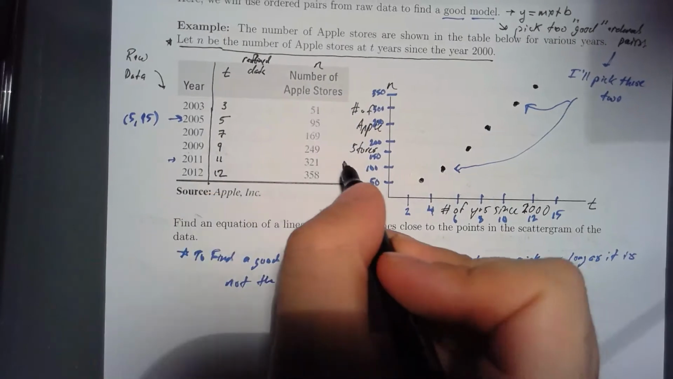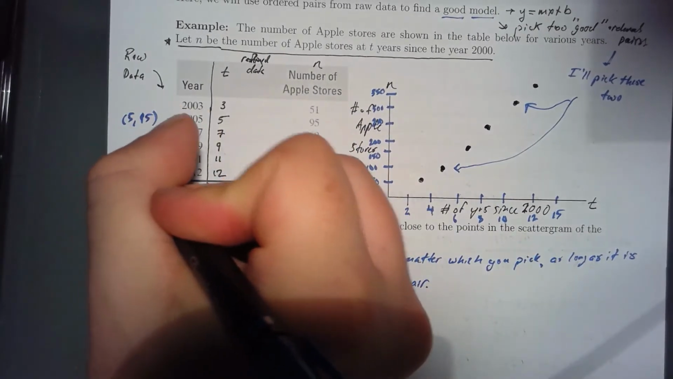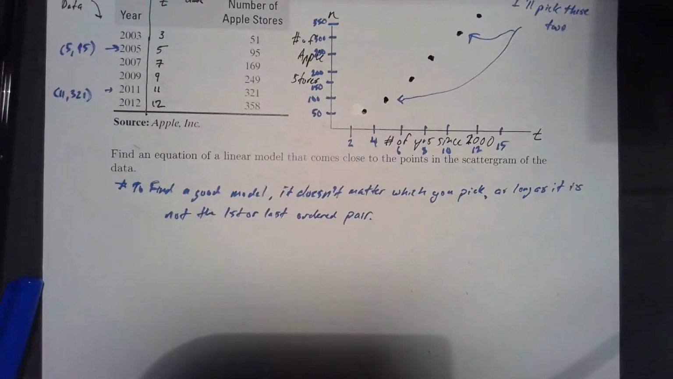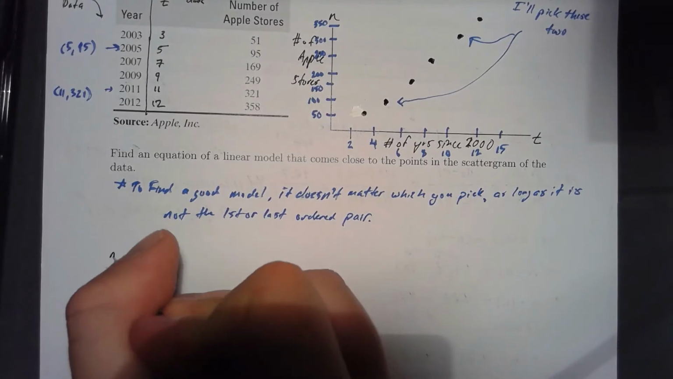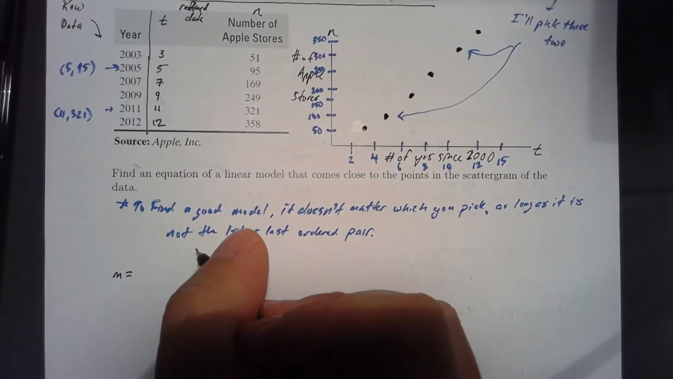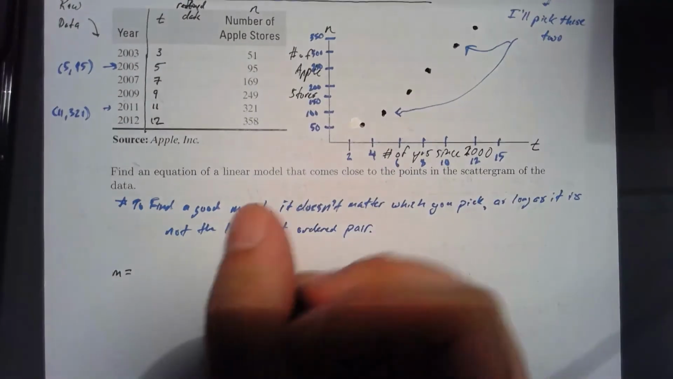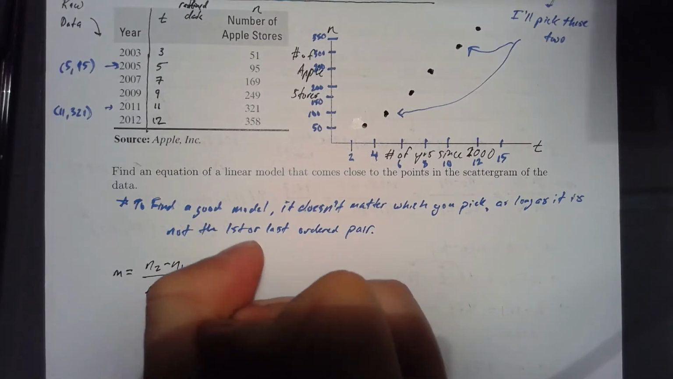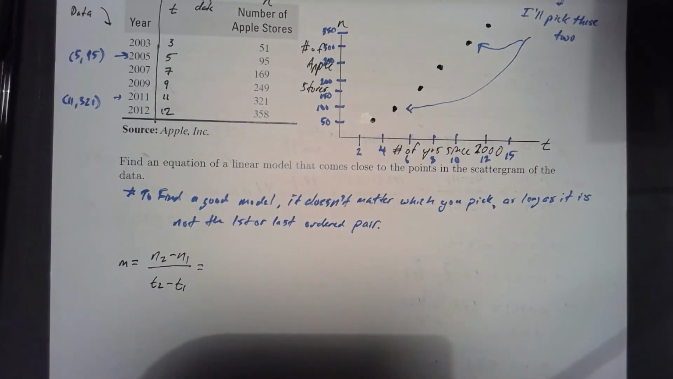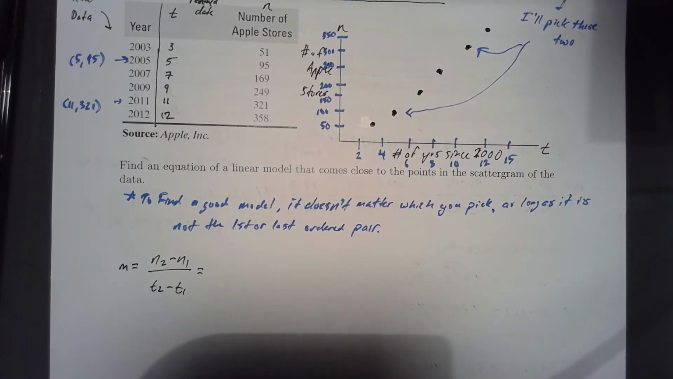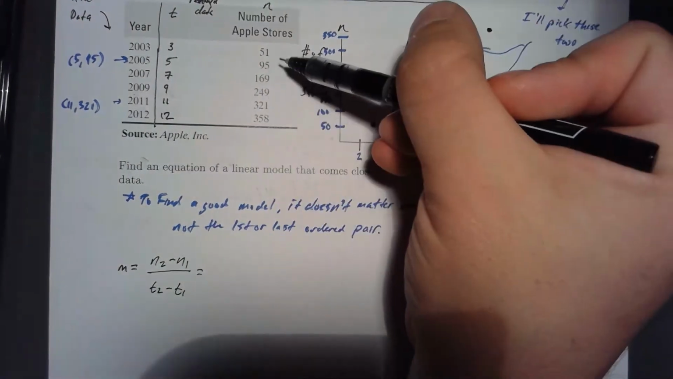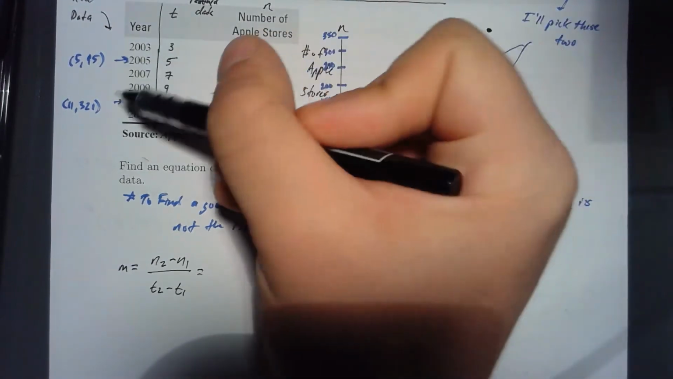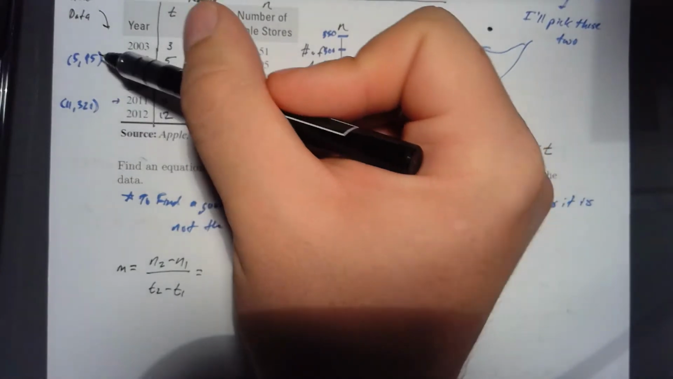And this one was 11, 321. All right, I have my two ordered pairs. Let's find my equation of the line. So my slope, now I have n and t, so I'm going to use n2 minus n1 over t2 minus t1. If you want to use y2 and x2, that's fine. So this is the order of the data: first, second, third, fourth, fifth. My second one is the second ordered pair, this is the first ordered pair.